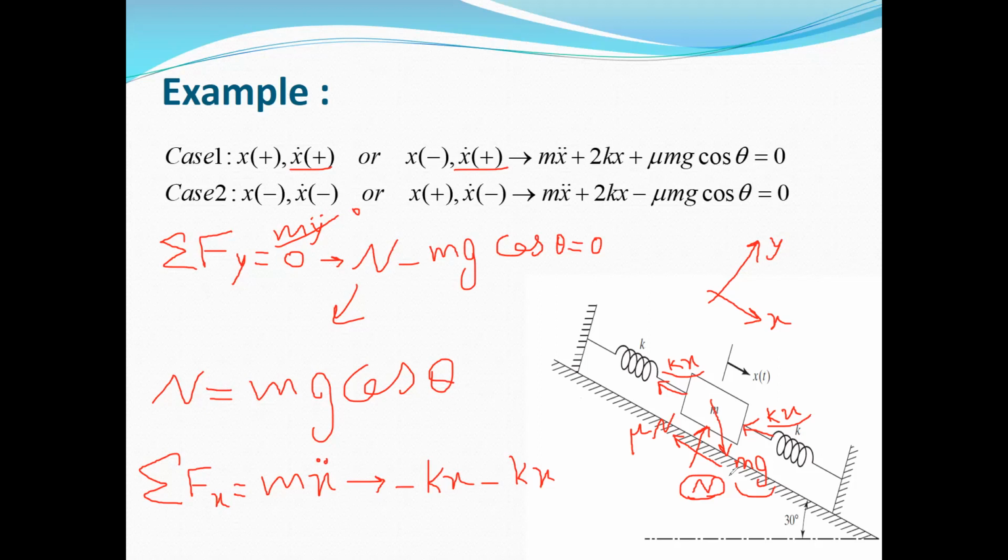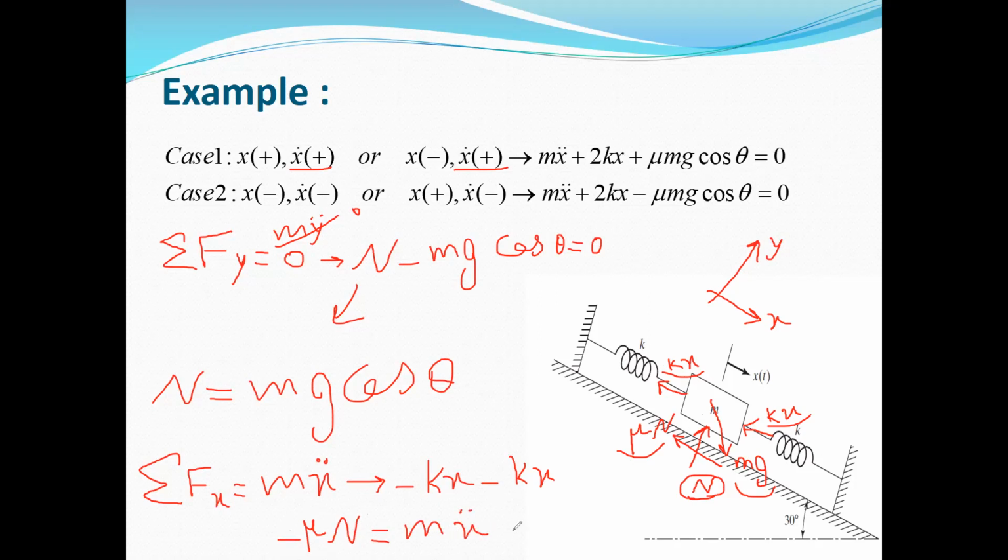As I told you, because we are neglecting the initial deflection in the springs, we neglect this mg sine theta as well. So there is no weight in the equation of motion in x direction. We also have this mu N, in the negative direction, so it will be minus mu times N, and there are no other forces in x direction. It must be equal to mass times the acceleration.